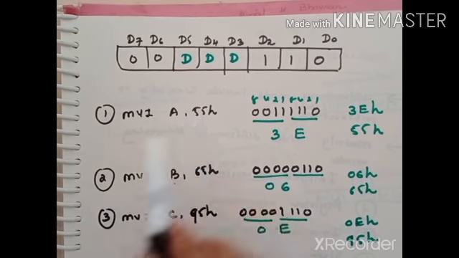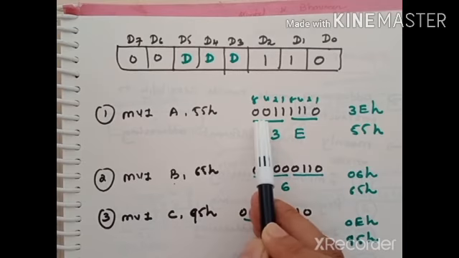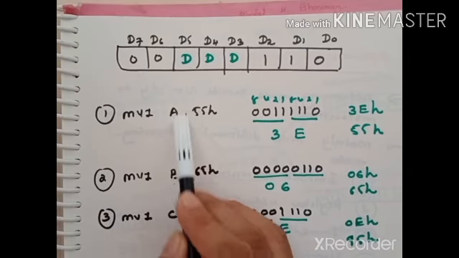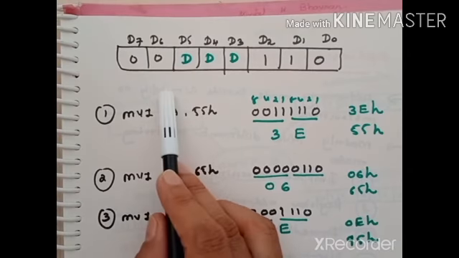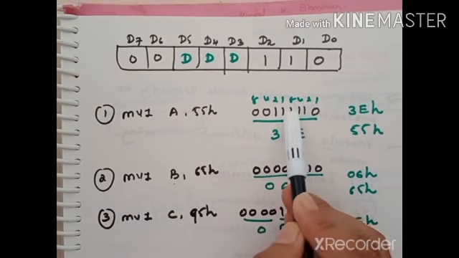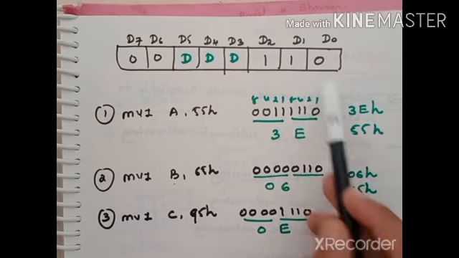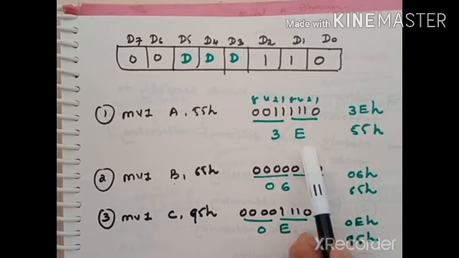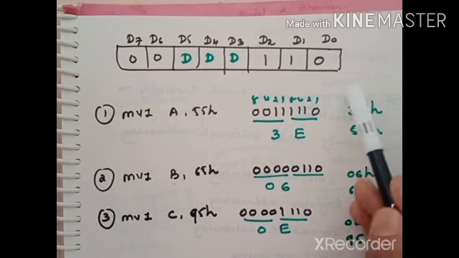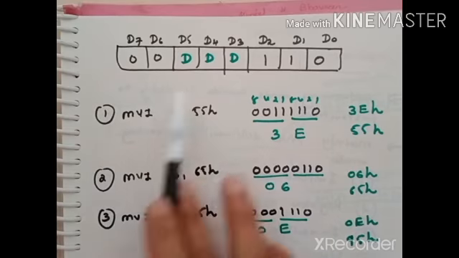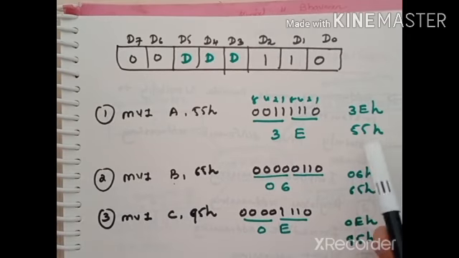So first 00 is fixed, then as the destination register the accumulator is used, and the equivalent code of the accumulator is 111. Then 110. That means, according to 8421, the equivalent code is 3E. This 3E is the equivalent hex code of MVI A. But this instruction is a 2-byte instruction, that means the next location is 55H.